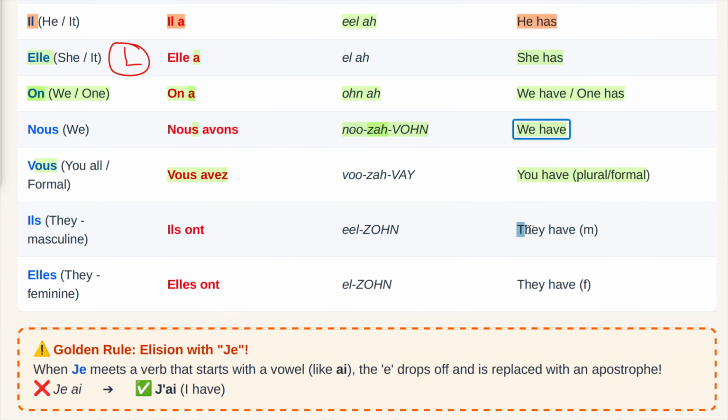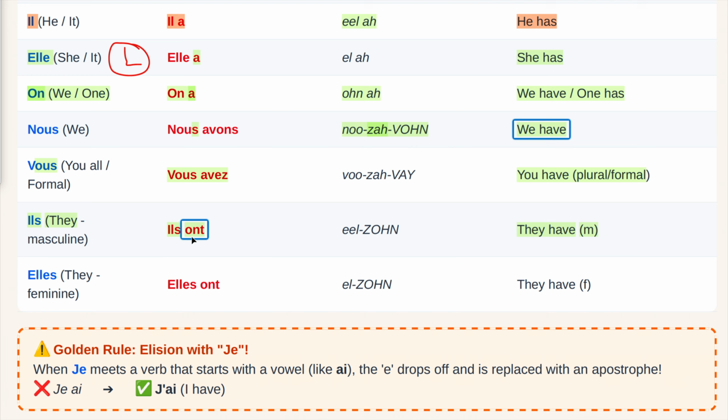Next is they have masculine. They have masculine is like ils. ILS means they. So they, ils, is for the masculine, and ont means have. So it becomes ils ont. Again this is S and this is O, you have to pronounce it like zo.